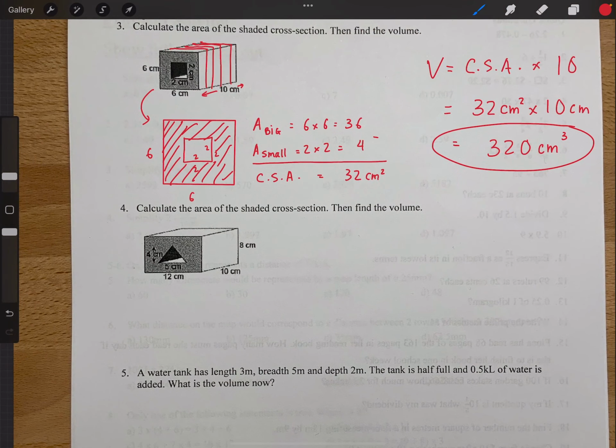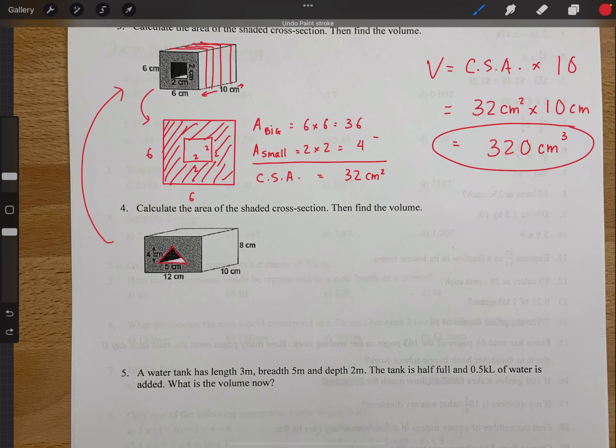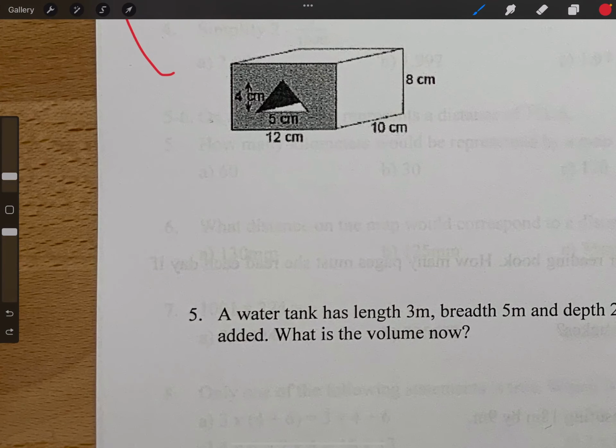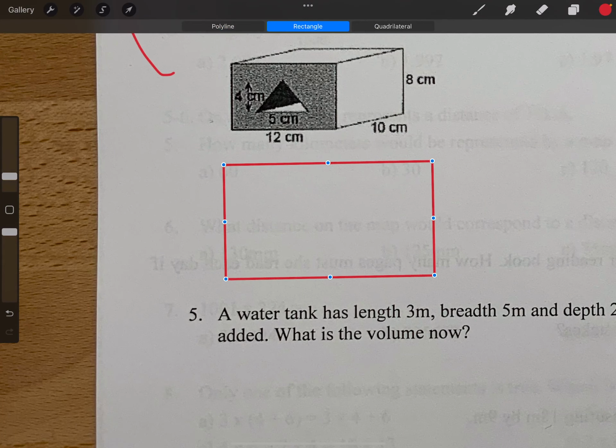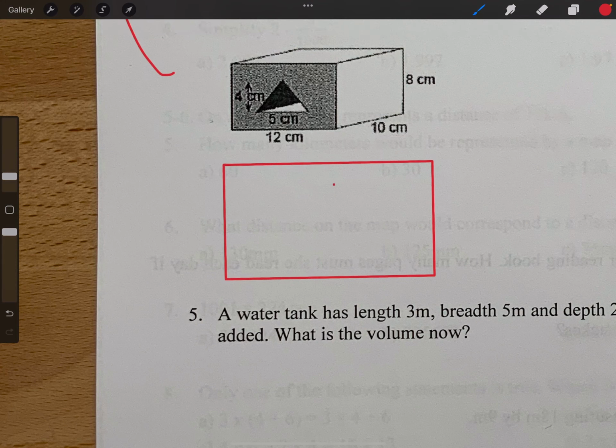question is very similar to question 4, very similar to this one, except the shape that's being cut out is a triangle, not a square. Okay. So imagine if I just draw this face like this, rectangle, and you have a triangle that's being cut out.